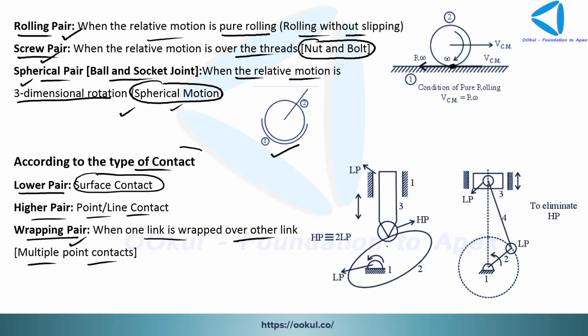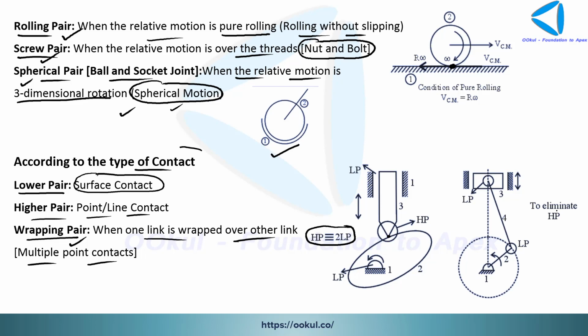Okay, now see here one case. This is a very important concept: one higher pair is equivalent to two lower pairs. This is a higher pair. You can see that there is a point contact here, or a line contact depending upon the shape of this follower.